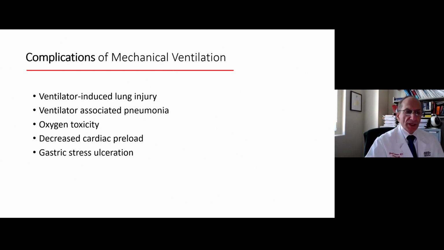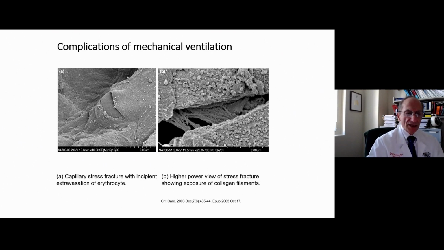Let's move on to complications of mechanical ventilation. One of the most important things that we do is try to avoid complications. And so there's ventilator-induced lung injuries if we overventilate and overstretch, ventilator-associated pneumonias. Oxygen toxicity has had a lot of interesting data recently. And then, of course, there's decreased cardiac preload. If there's a high pressure in the chest, it decreases cardiac preload, and gastric stress ulceration.